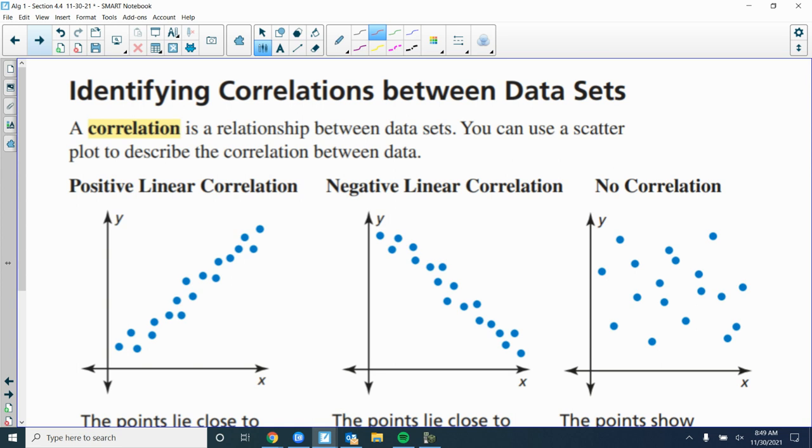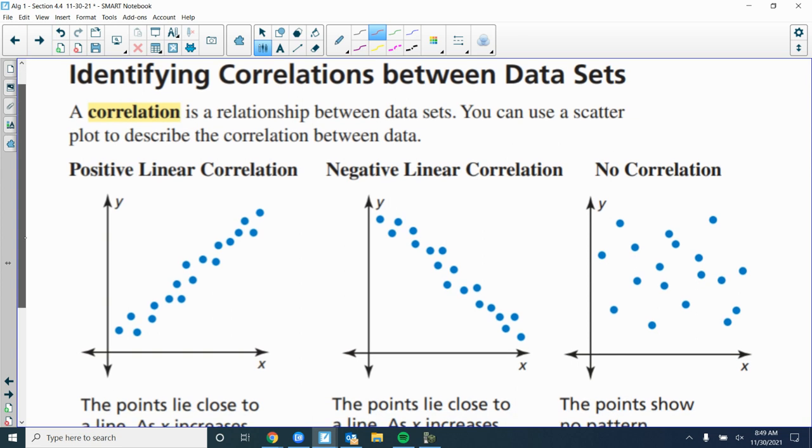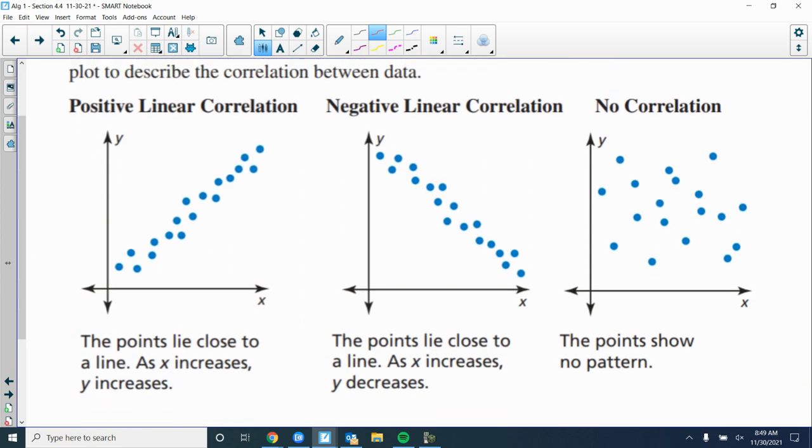Correlation is a relationship between two data sets. You can use a scatter plot to describe the correlation. So there's positive correlation, there's negative correlation, and there's no correlation. Okay. So a positive correlation goes uphill. Okay, and they're going to be grouped somewhat similar to a line. So the points lie close to a line. As x gets bigger, y gets bigger. Okay, so here would be a case.